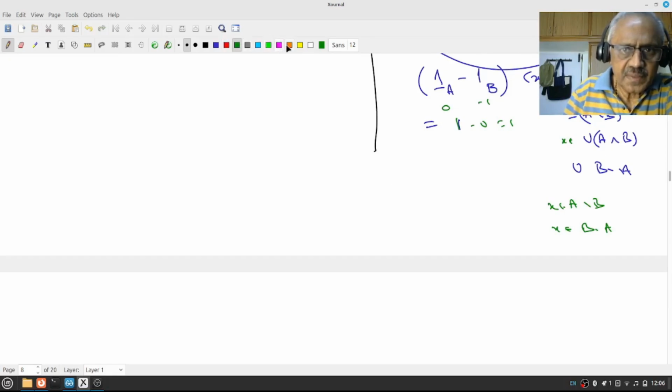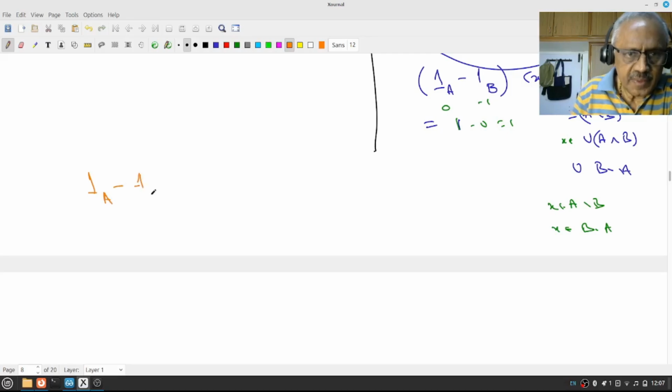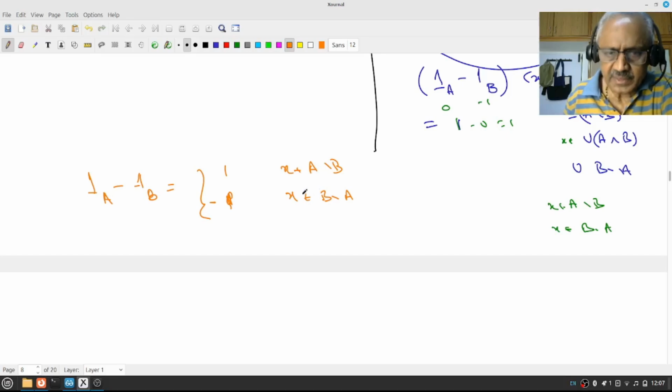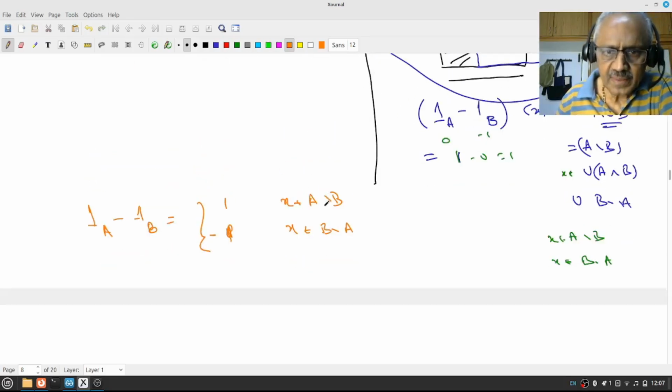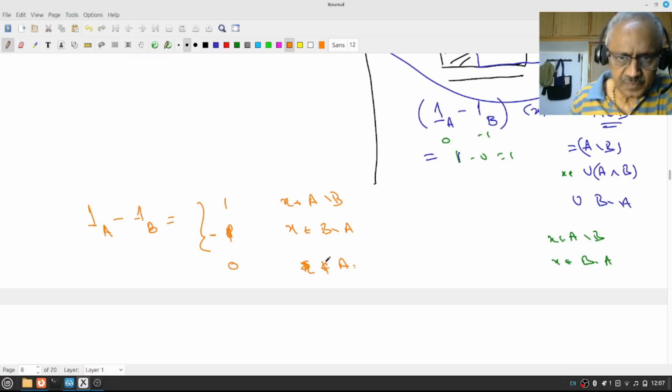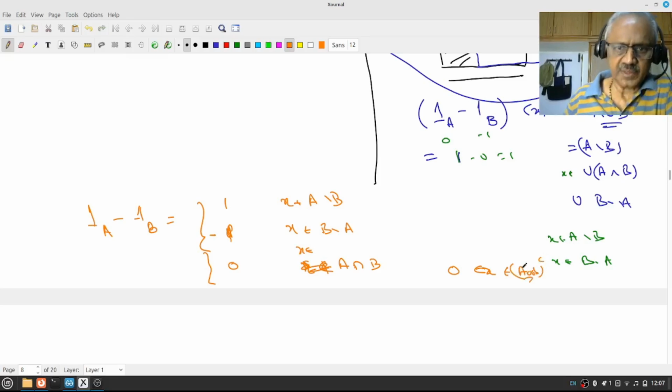Let me write it. Therefore, I_A minus I_B equals 1 if x is in A minus B, and minus 1 if x is in B minus A. Is it the other way around? I hope I am right. If x is in A, it's 1 and minus B is 0, right? It is in A but not in B, correct, and 0 otherwise. Let's say x is in A intersection B, or outside, it's 0. In the complement, it's always 0. Is that clear?